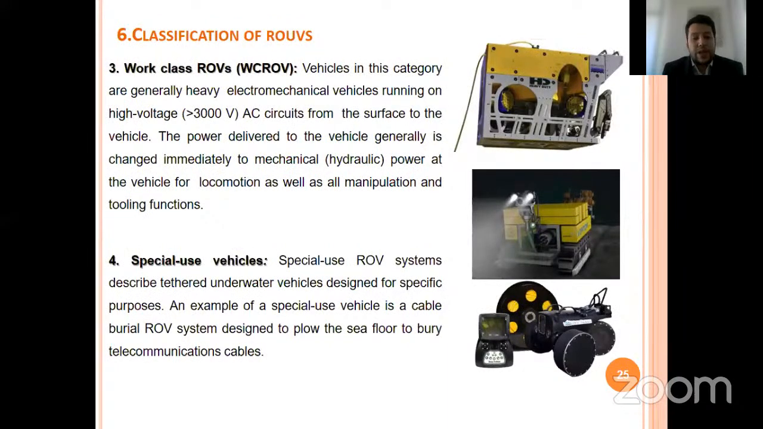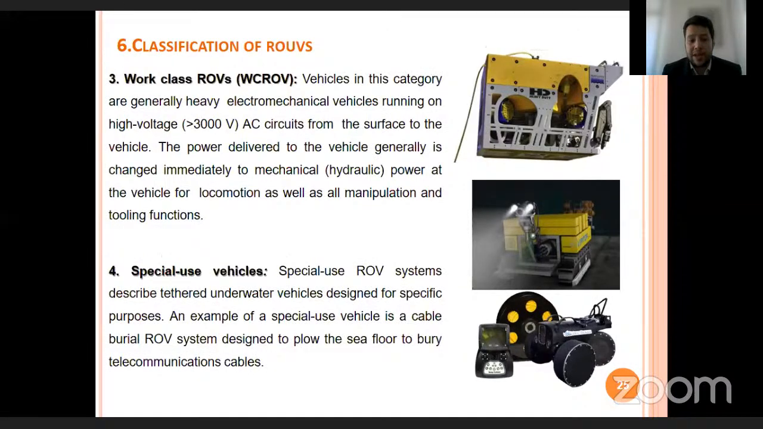So the third type of class is work class ROVs. Vehicles in this category are generally heavy electromechanical vehicles running on high voltage, more than 3000 volts, AC circuits from the surface to the vehicle. The power delivered to the vehicle is generally changed immediately to mechanical power at the vehicle for locomotion as well as all manipulation and tooling functions.